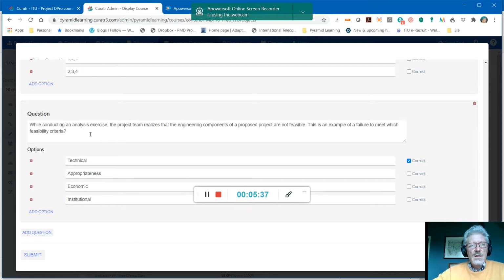And here, while conducting an analysis exercise, the team realizes the engineering components are not feasible. Okay, so we're looking at feasibility criteria, scope criteria for choosing what we do, what we don't do. It's about engineering, so it's a technical one. Be careful with the overlap on competencies. Here we're talking about something different.